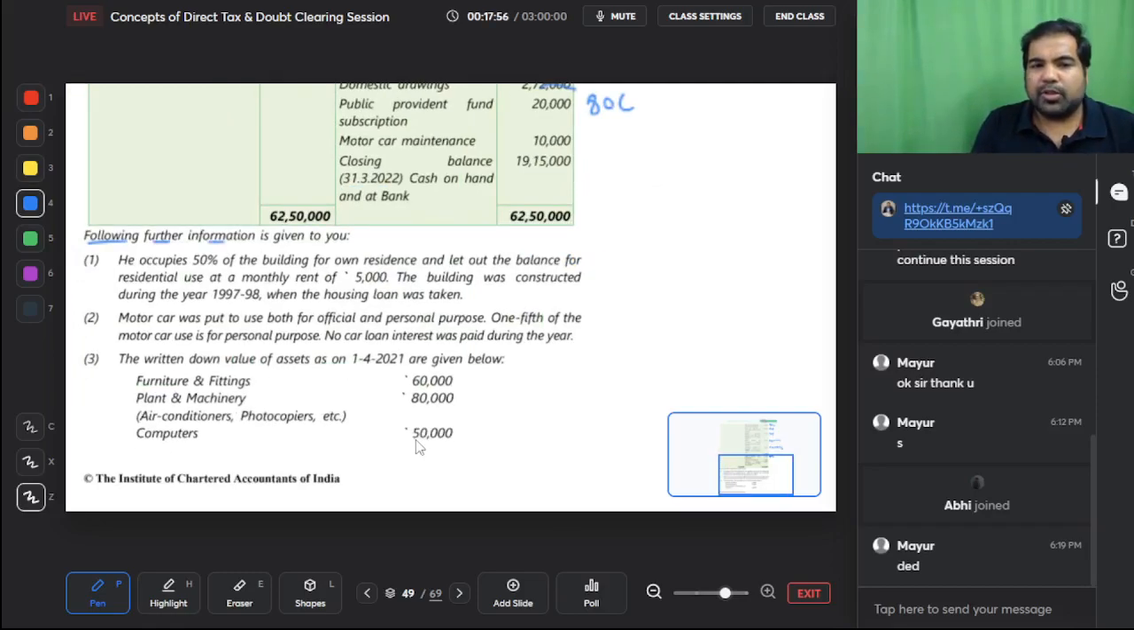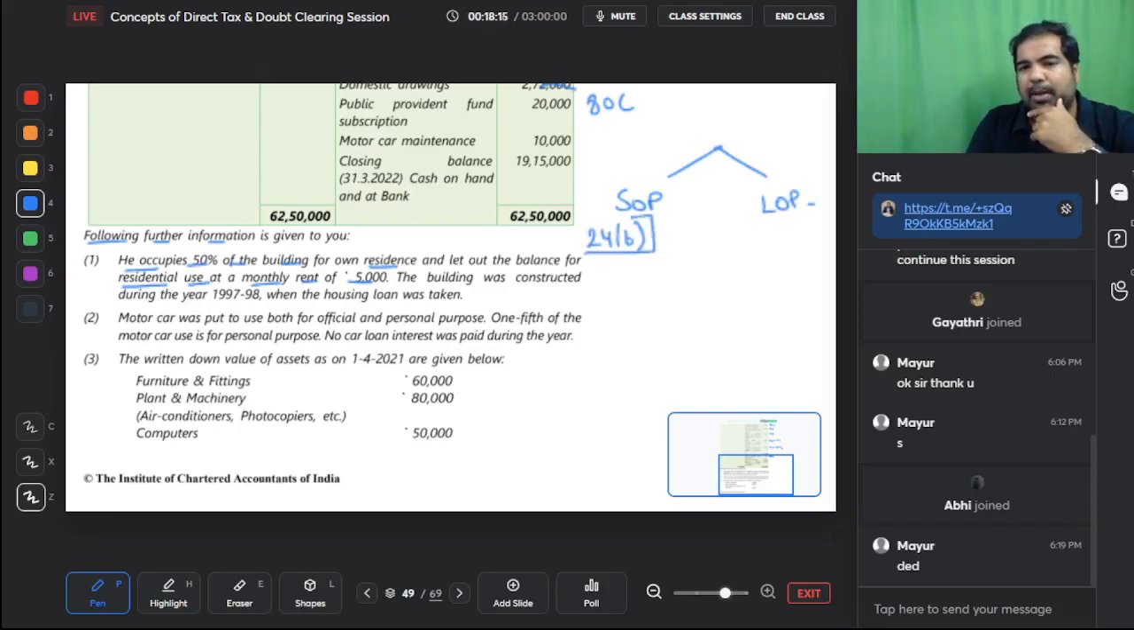Following further information is given to you. He occupies 50% of the building for own residence and lets out the balance for residential use at a monthly rent of 5,000. So in this same house, there is SOP also and there is LOP also. SOP, as you know, everything is nil. Only thing is 24B, you can minus up to 2 lakh or 30,000. And LOP is a monthly rent of 5,000. So 5 into 12, that is 60,000 is the annual rent.